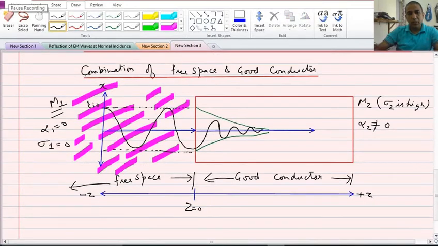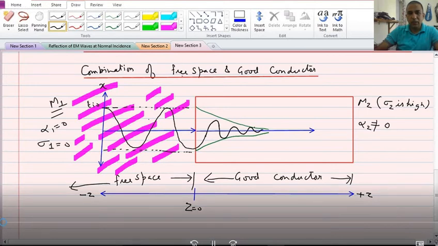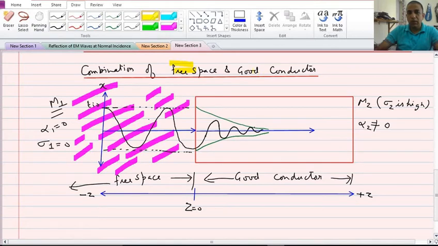Okay, now a case in which we consider EM wave propagation from free space to a good conductor. That is, EM wave is incident from free space in this direction into a good conductor, that is this one. Now, medium 1 is free space here, so this means that alpha 1 will be 0 and sigma 1 will be 0, because the sigma 1 of this medium 1 is 0, this gives rise to alpha 1 equal to 0. Similarly, in this case, for medium 2, as it is a good conductor, its conductivity is very high. It means its alpha 2 is not equal to 0. It means there will be some attenuation in medium 2, that is the good conductor here.